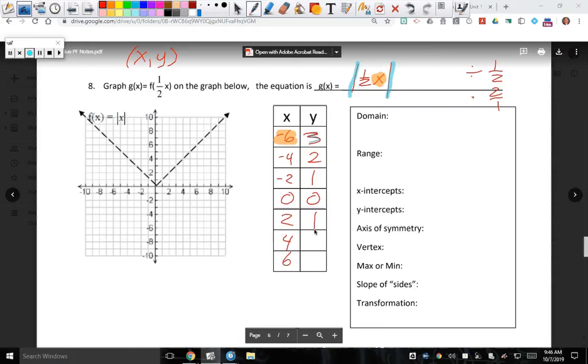So yes, he was right. You do get a 1 at the end. What would I get after 4? 2. What would I get after 6? 3. Go with me? So let's plot them. -6, 3. Then -4, 2. -2, 1. 0, 0. 2, 1. 4, 2. And 6, 3.